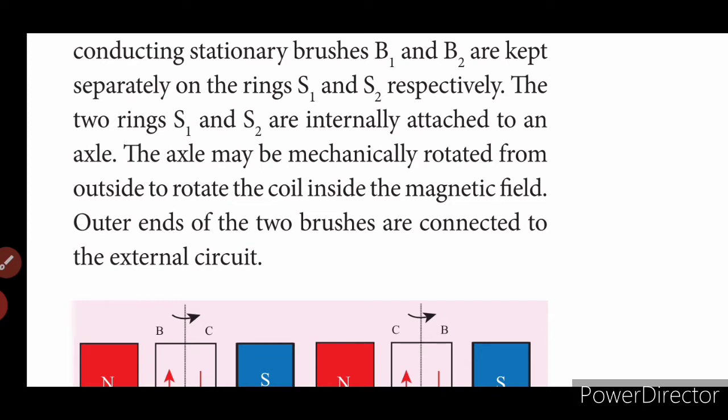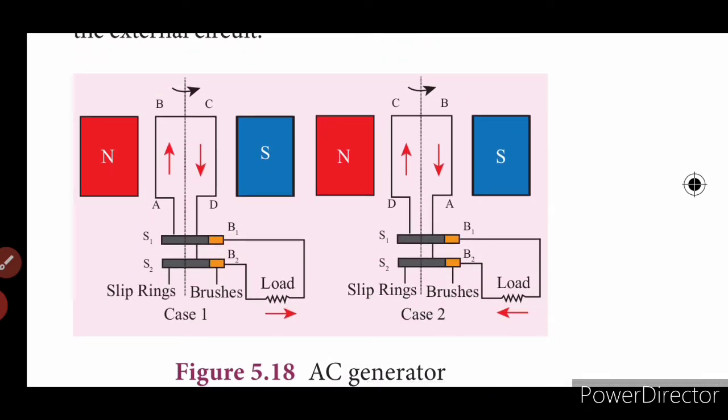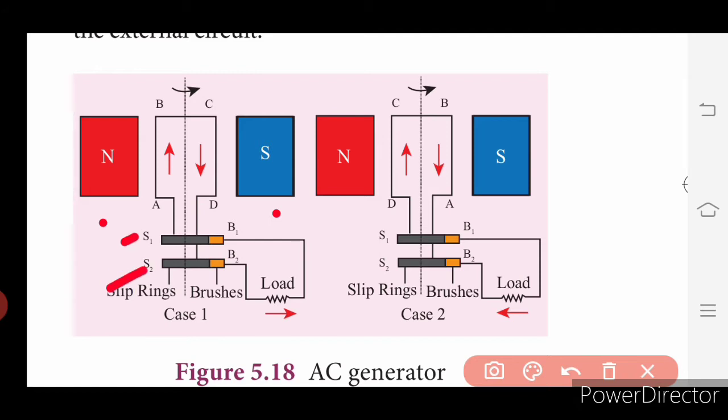So, the other ends of the two brushes are connected to the external circuit. Now see the diagram here, the AC generator. These are the magnets, north and south pole, and ABCD is the rectangular coil. The slip rings are S1 and S2, and B1 and B2 are the brushes which are kept close to the slip rings, and the brushes are connected to the batteries.